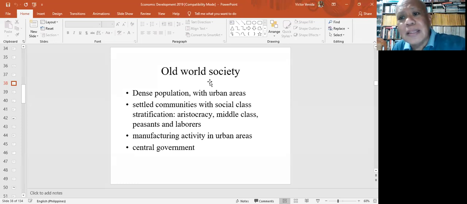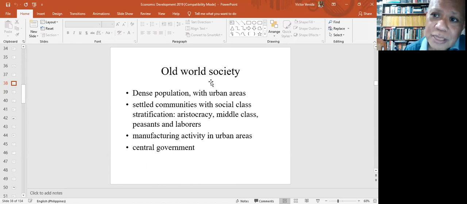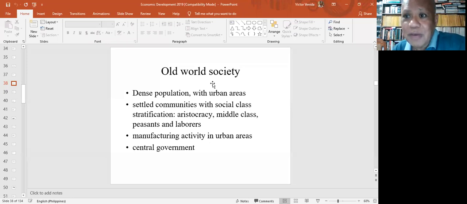Meanwhile, the New World societies specialized in the production and export of agricultural commodities and raw materials and the like. For Old World societies, they do have their agricultural systems in place, but they already have manufacturing activities. Manufacturing is largely located in urban areas. It's a largely urban activity. And manufacturing at the time was still literally manufacture. The literal meaning of manufacture is handmade.